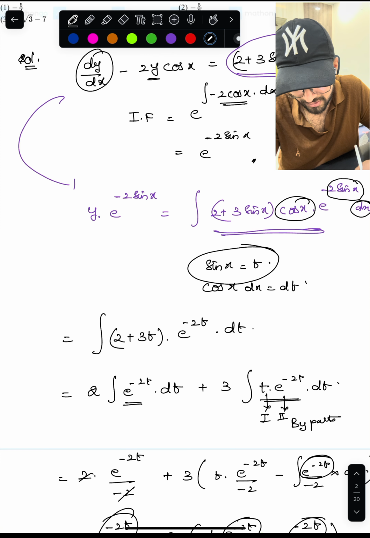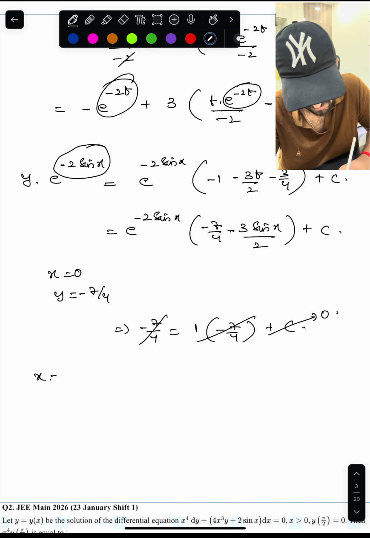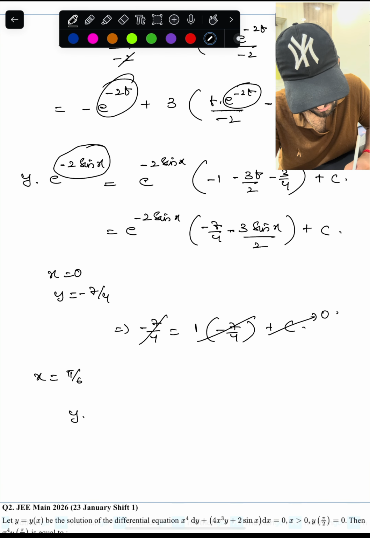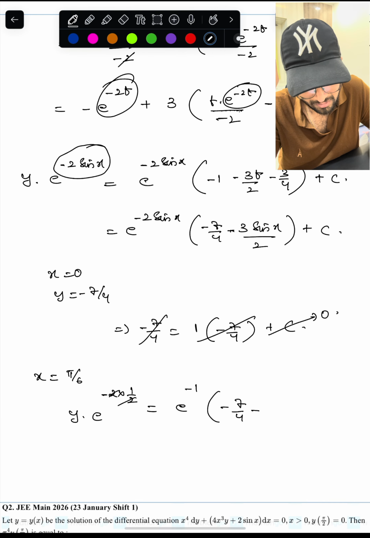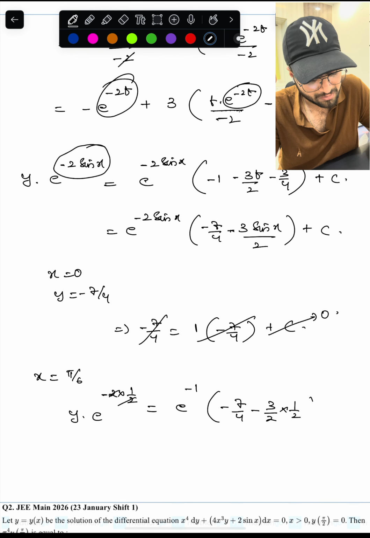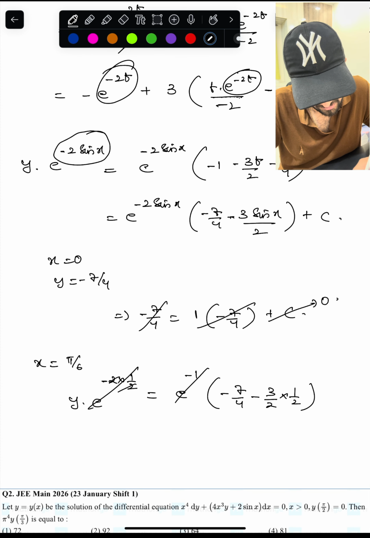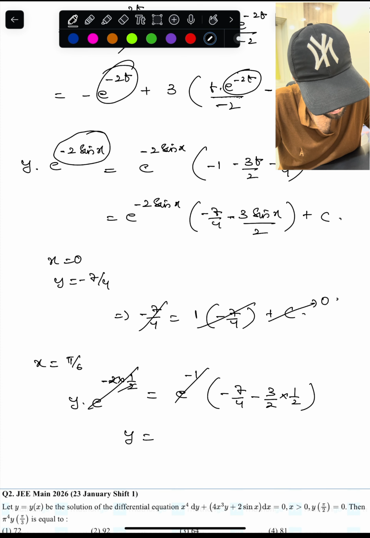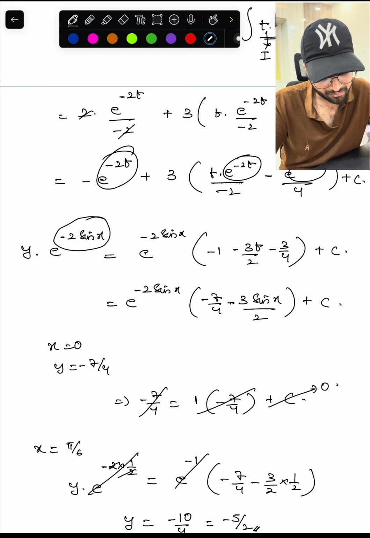Now all we need to calculate is y of pi by 6. Now you need to substitute x equals pi by 6 here. So y into e power minus 2 sin pi by 6, which means 1 by 2 itself, so that means e power minus 1. Here also e power minus 1 times minus 7 by 4 minus 3 by 2 into 1 by 2. c will be 0, right? So what you are going to get, e power minus 1 will be cancelled out. So y equals minus 7 by 4 minus 3 by 4, which is minus 10 by 4, which is minus 5 by 2. So the answer must be minus 5 by 2.